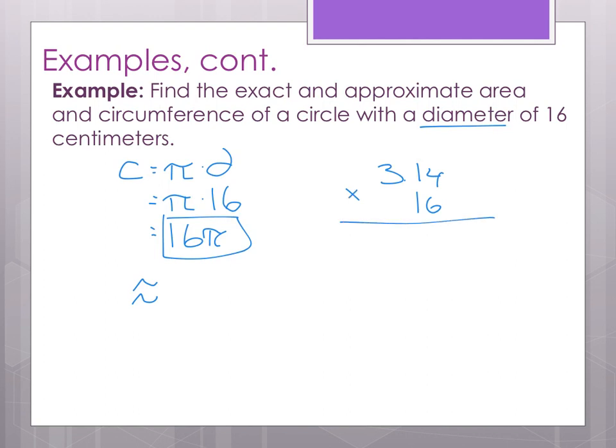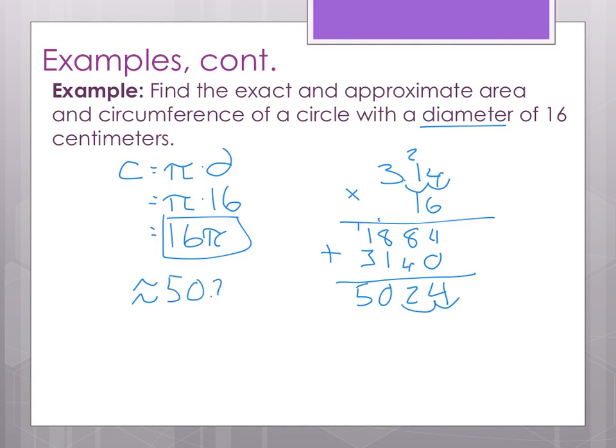And time to multiply. 6 times 4 is 24. 6 times 1 is 6 plus 2 is 8. And then 6 times 3 is 18. Placeholder 0, and then start multiplying by 1. And last but not least, we'll add these two numbers together. And when we move our decimal place in twice, we get 50.24 centimeters as our approximated circumference.